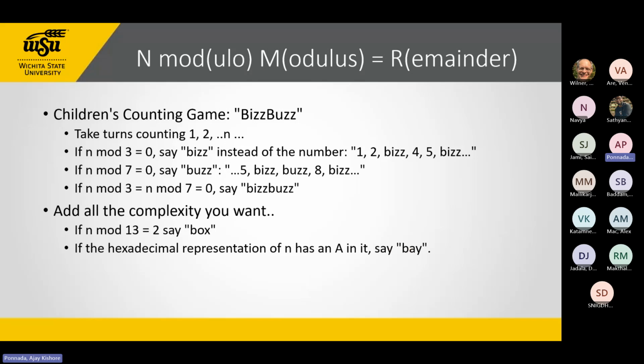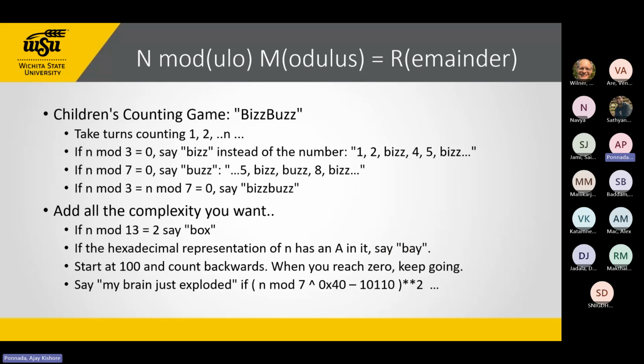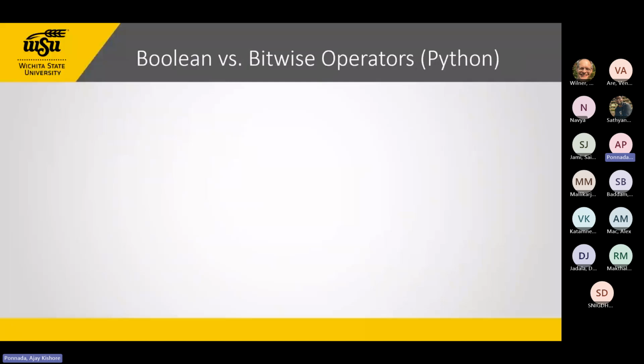We can add the complexity. Biz, buzz, box, anything. And backward, we can count from 100 to 1, 99, 98, 97. We could add all the complexity. And then Boolean and bitwise.